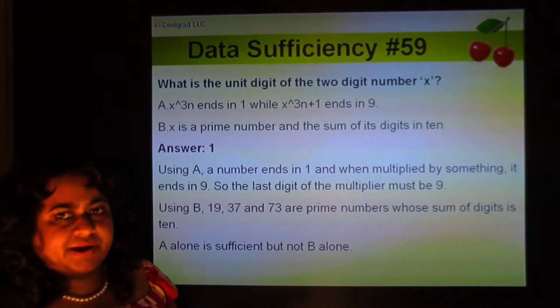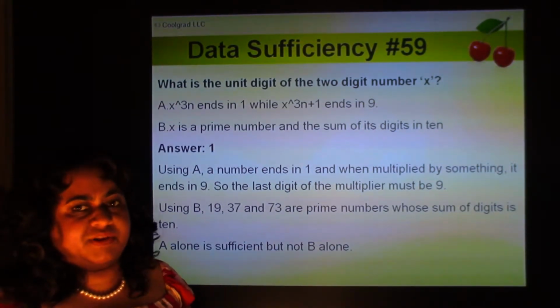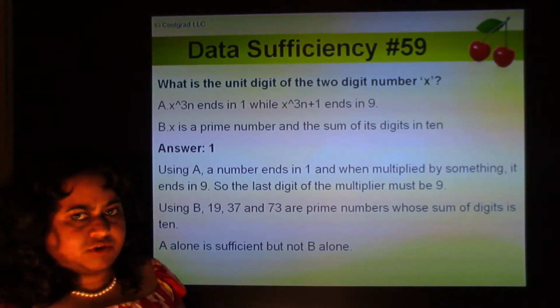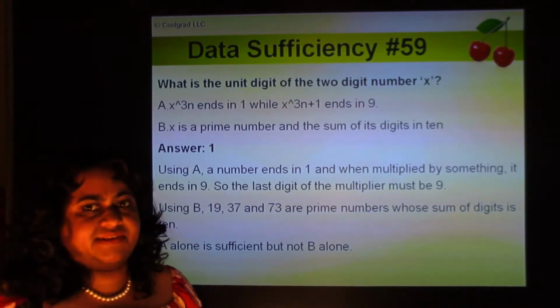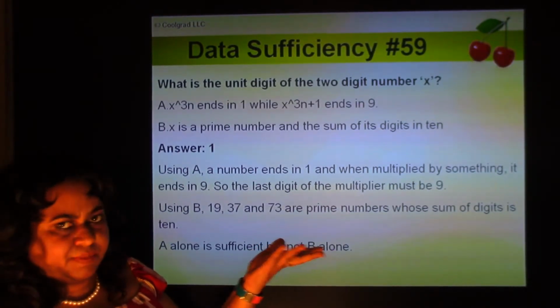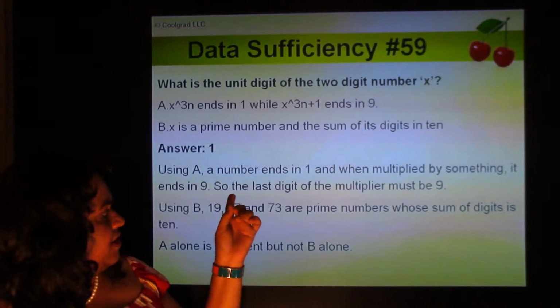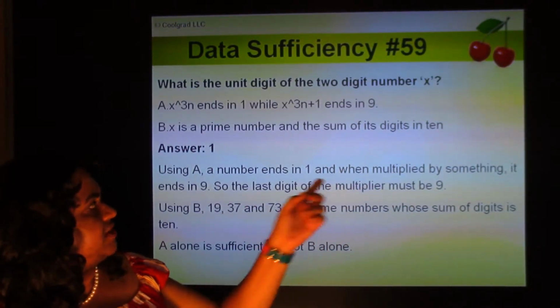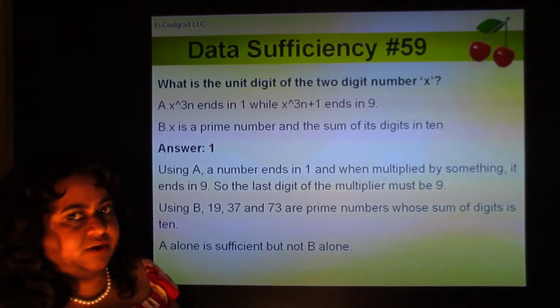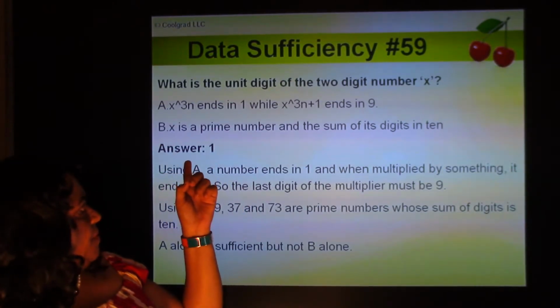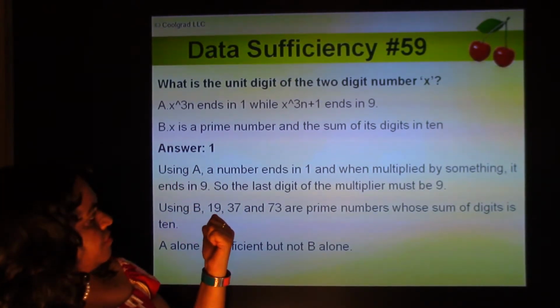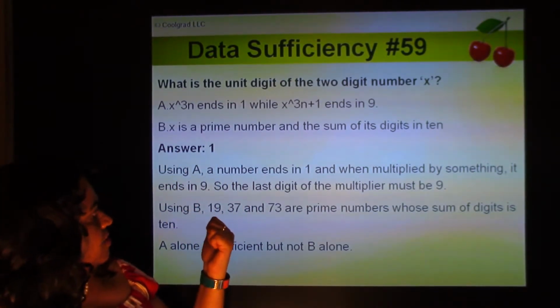So clearly the multiplier has to be some number that ends in a 9. So clearly the unit digit of that number is 9. So the multiplier is x itself and the last digit is 9. So using this we can solve it. A alone is sufficient. Statement B alone: x is a prime number and the sum of its digits is 10.